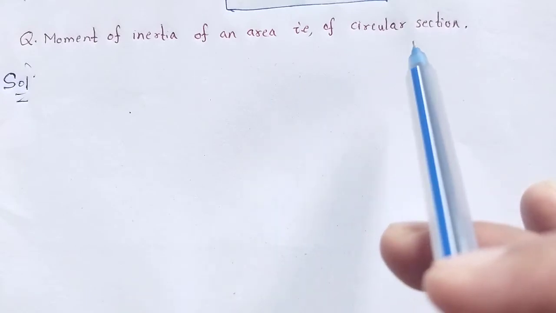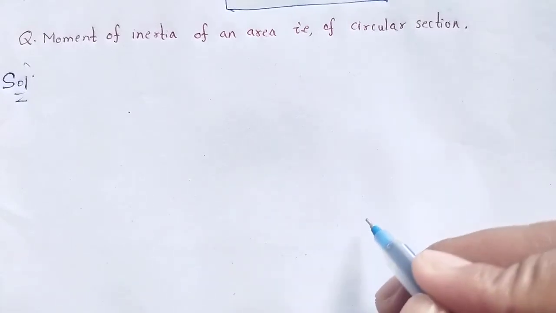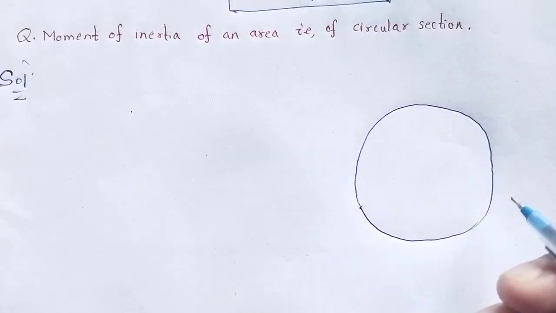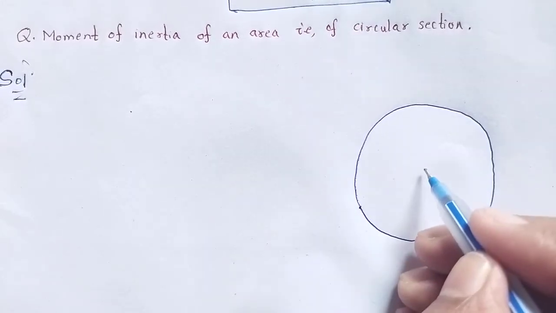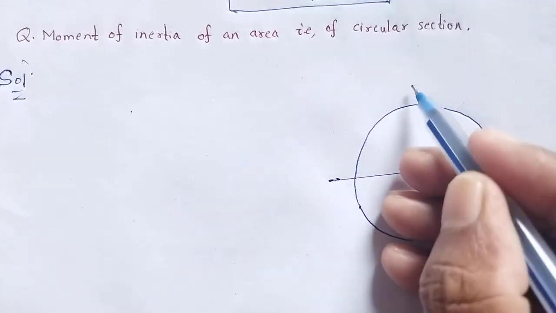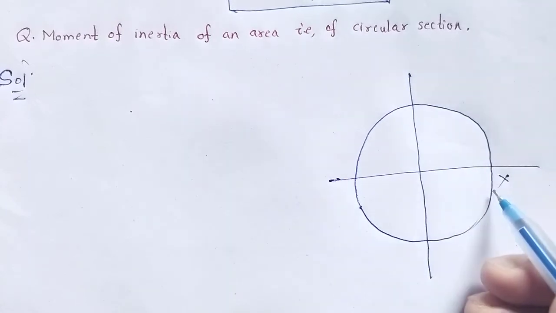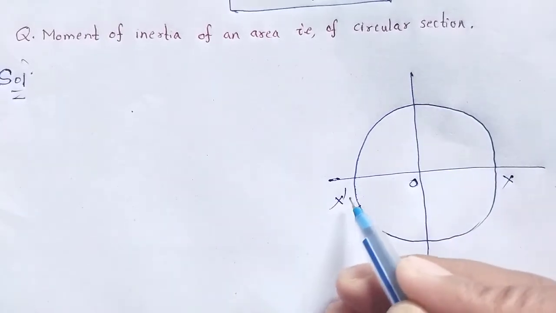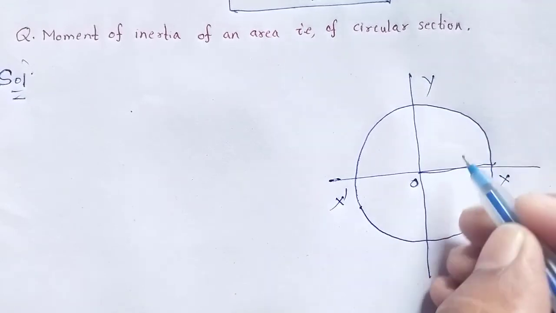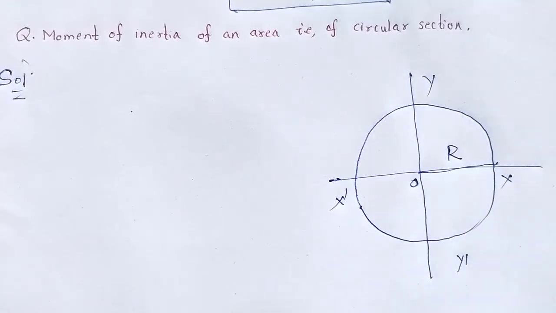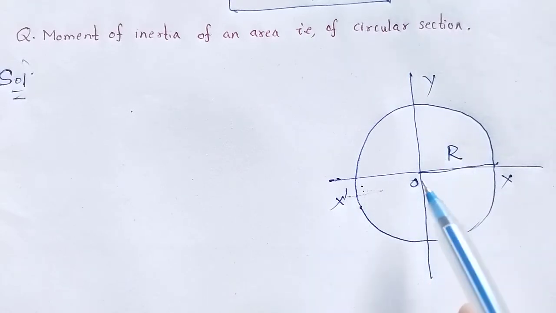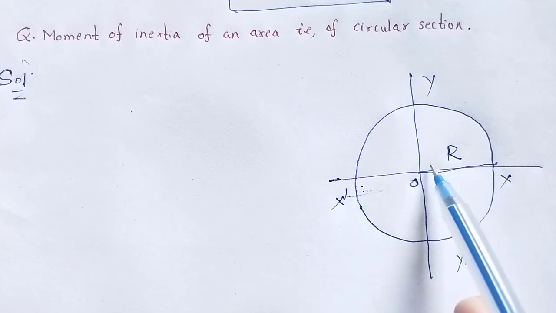So the question is for a circular section. We consider a circle of radius r with axes XOX' and YOY', where XOX' and YOY' are two mutually perpendicular axes.